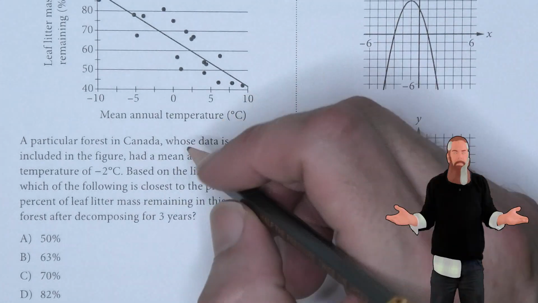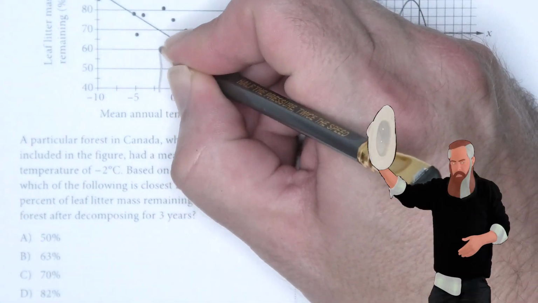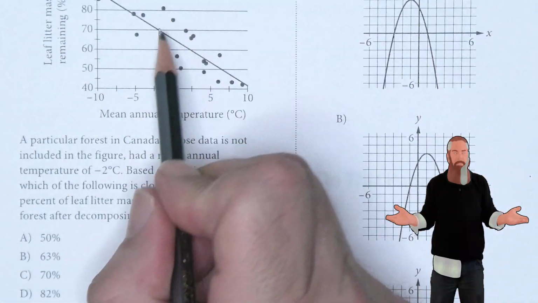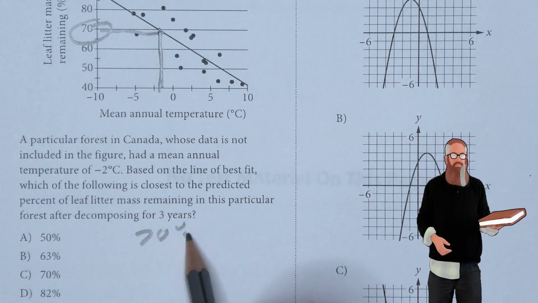So we're looking for -2 degrees Celsius, which would probably be right about here. And if I just brought a line up and then went over and looked, I would find 70%, meaning C is the answer.